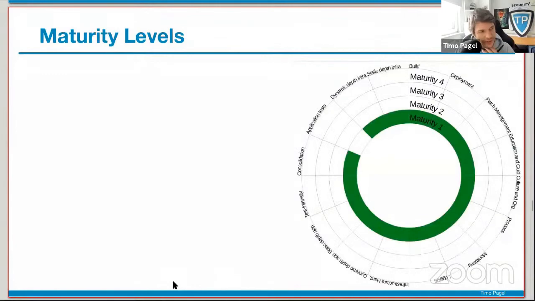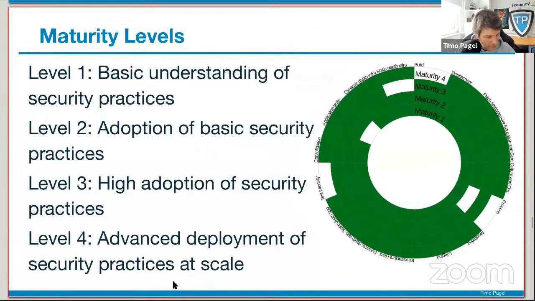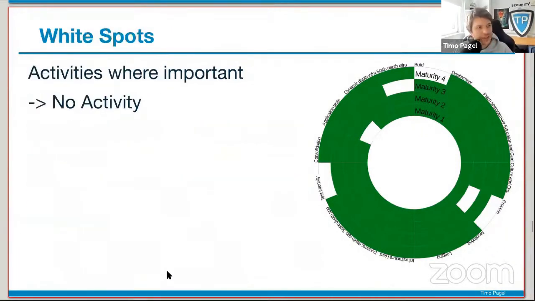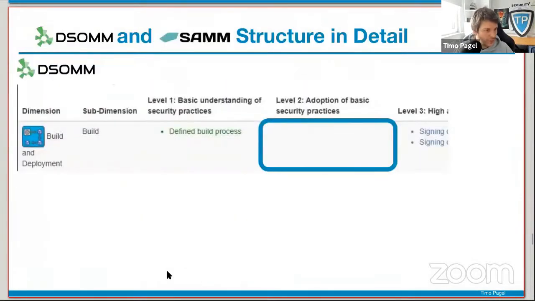I have told you already very quickly about the maturity levels in DSOMM. I think we can go very fast through this. So you have a basic understanding in level 1, and then it goes down to advanced deployment of security practices at scale. From my point of view, this is more a catchy name, because at scale depends on the point of view, if you can see how it scales. But this is a catchy name, I think. White spots I explained already. Let me take a look at the time. I will do this a bit more quickly.